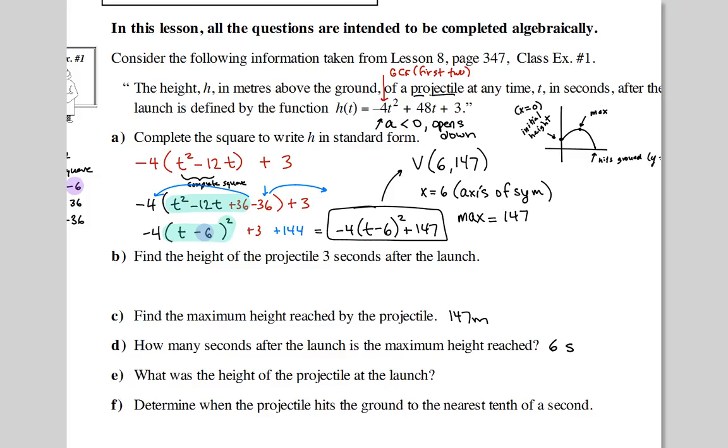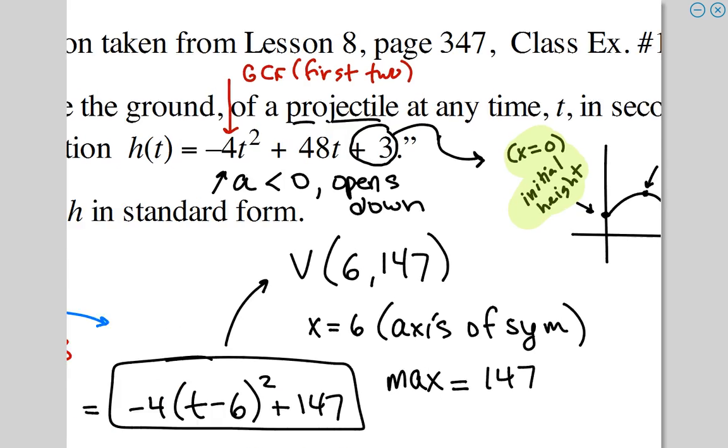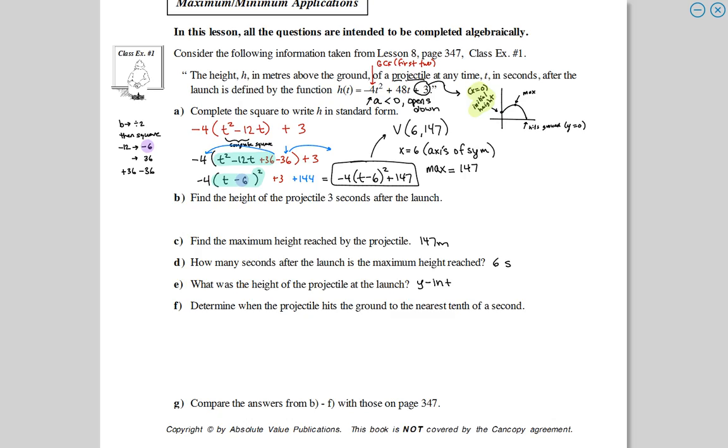And before we do B, let's look at E and F. What was the height of the projectile at the launch? This is the y-intercept. This is where we start, the initial height. So what happens when time is 0? Look at the constant. Very nice. The constant is what's going to happen when you get time 0. So what happens when time is 0? This term is 0, this term is 0, and then this is, yeah, your y-intercept, which will be 3 meters, because it's asking for a height, right?